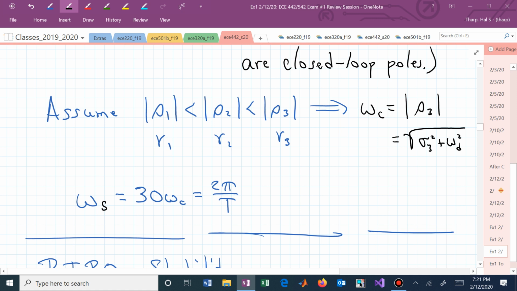Yes. So the question was, will we always choose omega c as the natural frequency of the fastest pole? Yes. And the fastest pole is the one furthest away from the origin. So we're just agreeing that's going to be what's defining our omega c. Now you know how to pick the sample period. I hope. Is that clear?